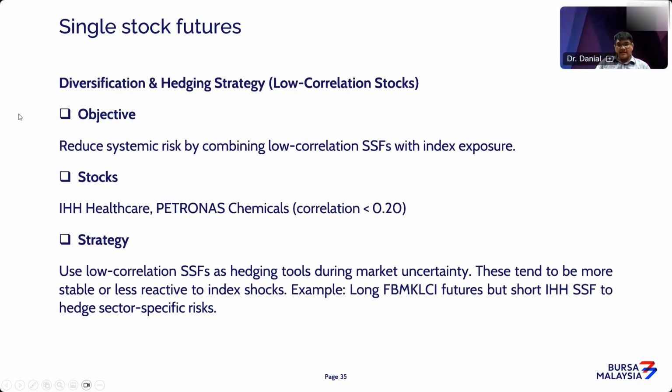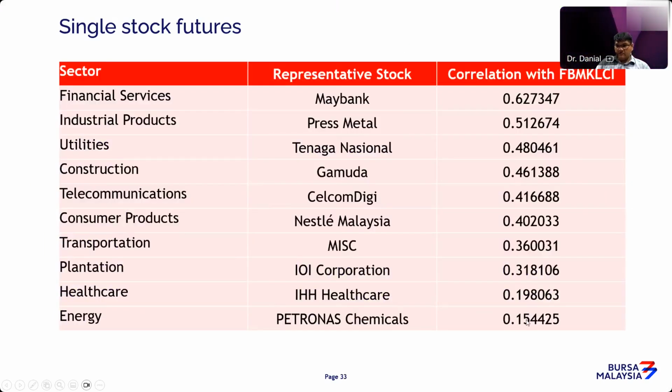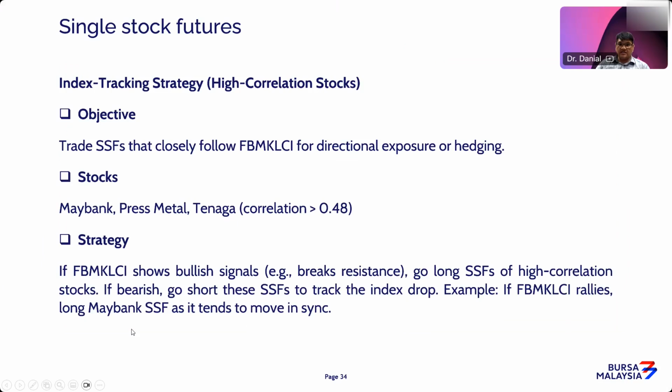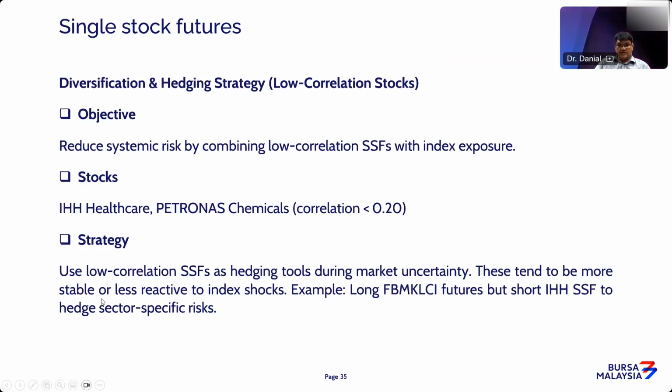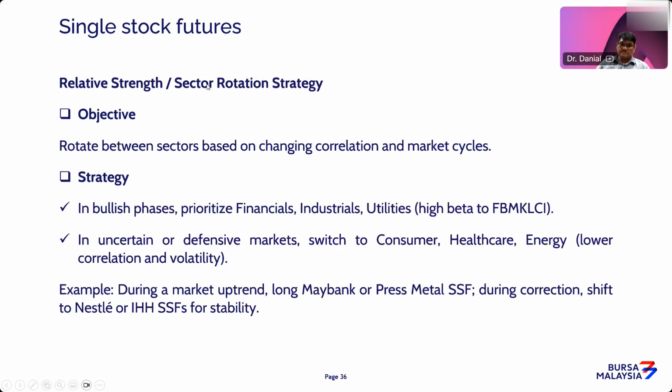Next, you can consider a diversification and hedging strategy for the ones having low correlation with the index, such as healthcare and energy components. How to do it? Use low correlation SSF as a hedging tool during market uncertainty. This is the diversification and hedging strategy.